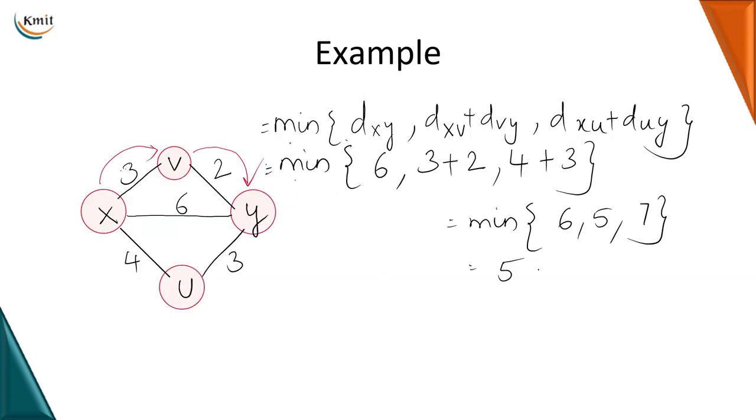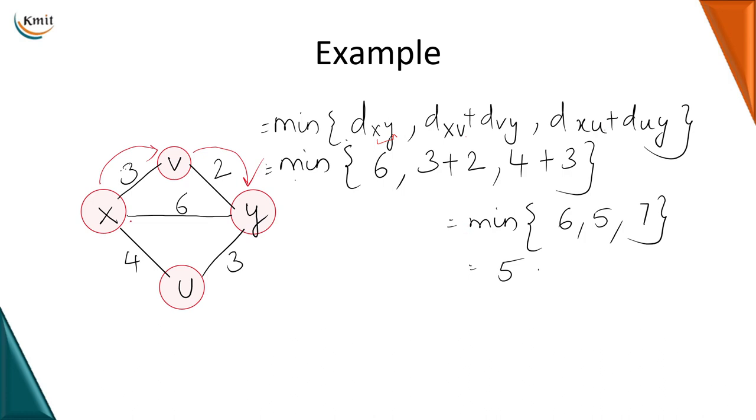I said I am taking a minimum over the path reaching from x to y directly, or using the neighbor's distance from x to v added with the distance from v to y. If you have another neighbor, for example u, the distance from x to u plus the distance from u to y. Whichever is the minimum distance, that path will be considered the best path.